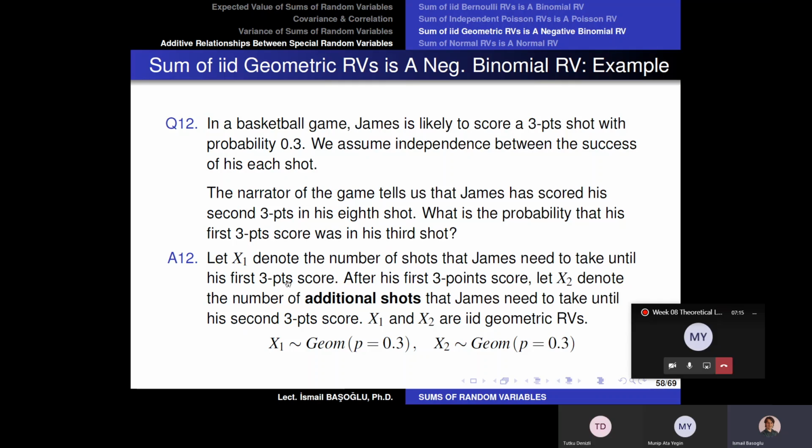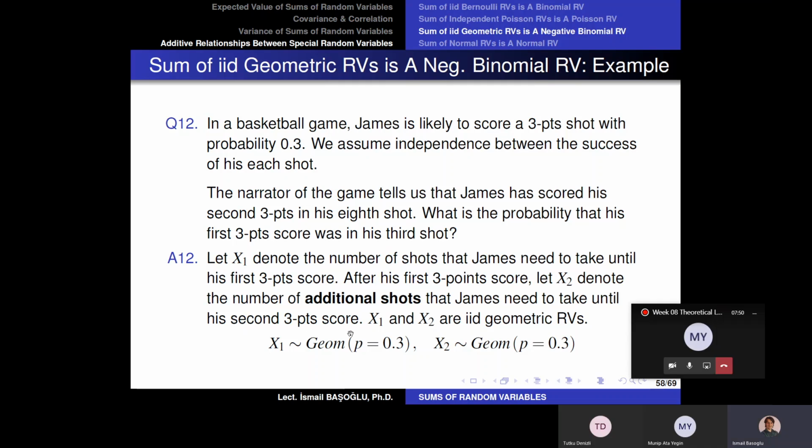So basically, from the start of the game, we are counting the number of James's 3-point shots until he scores for the first time. So we count them 1, 2, 3, and so on and so forth. When he scores, we restart the process. We start from the beginning and we start counting from the beginning. Now we are counting for James to score another 3-point shot. And that count is going to be X2, the additional shots until he scores the second 3-point score.